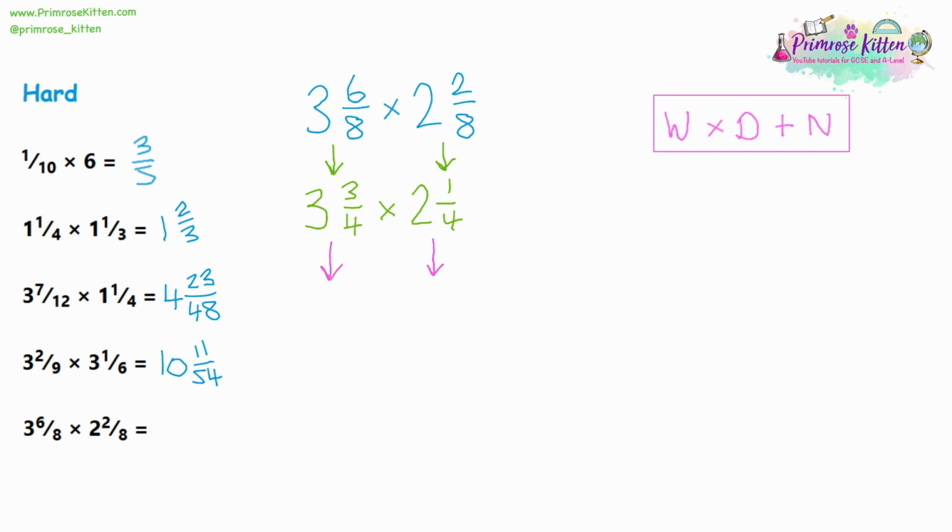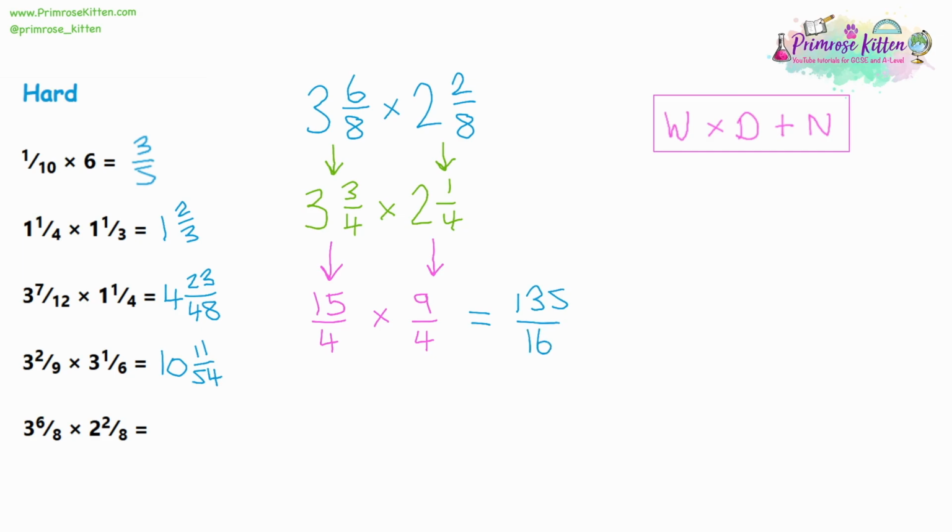So whole number multiplied by the denominator and add on the numerator. 3 times 4 is 12, plus 3 is 15. That'll be over 4. And then for 2 1/4, 2 times 4 is 8, plus the 1 is 9. Now the fractions, let's multiply the numerators, so 15 times 9. So 10 times 9 is 90, and 5 times 9 is 45. So 45 and 90 is 135, and denominators now, 4 times 4 is 16.